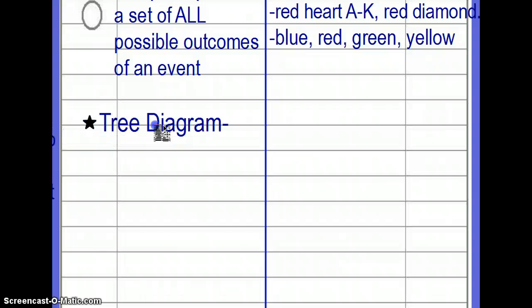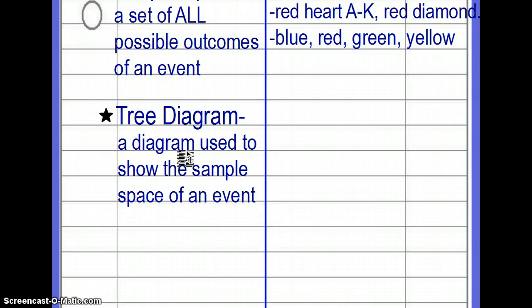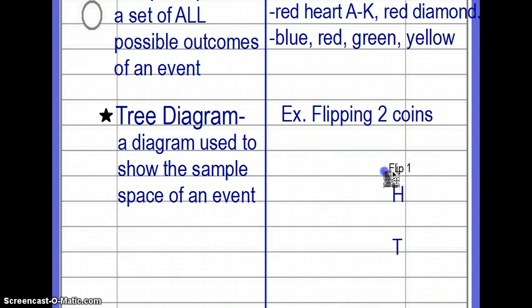Now a way to organize your sample space is called a tree diagram. A diagram used to show the sample space of an event. So remember, sample space is all the possible outcomes. So our tree diagram is going to show us all the possible outcomes. An example would be if we're flipping 2 coins. Now on your first flip, you will either get heads or tails. So that is my possible outcomes for just my first flip.